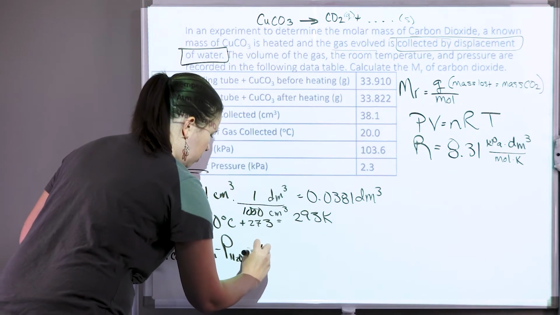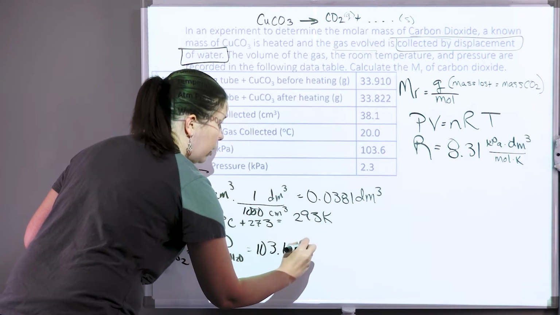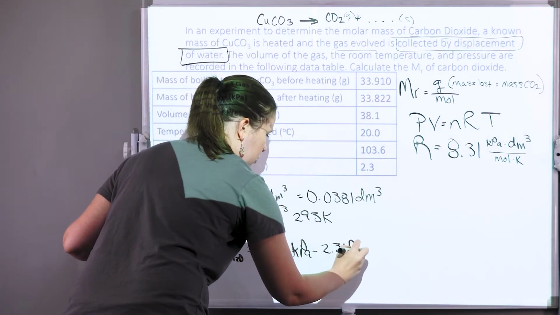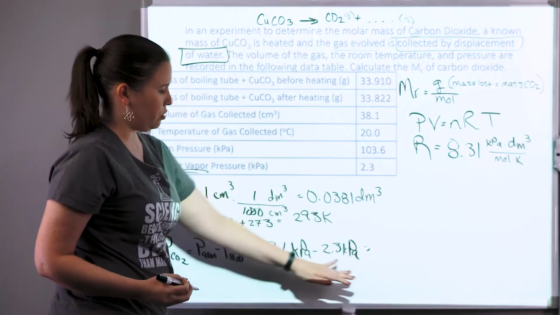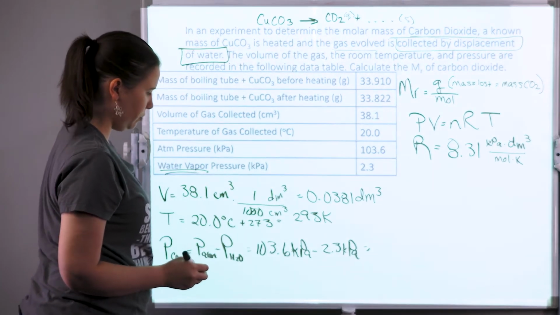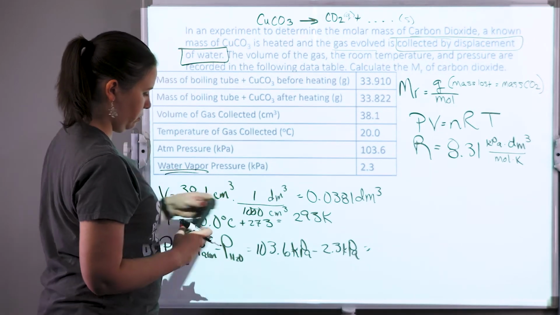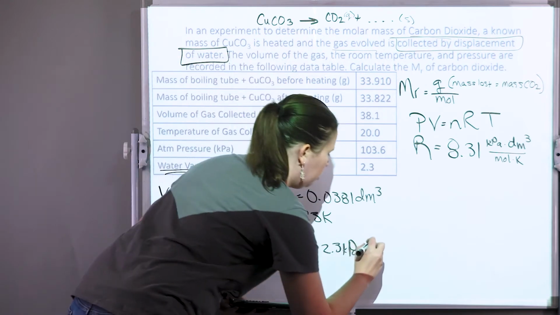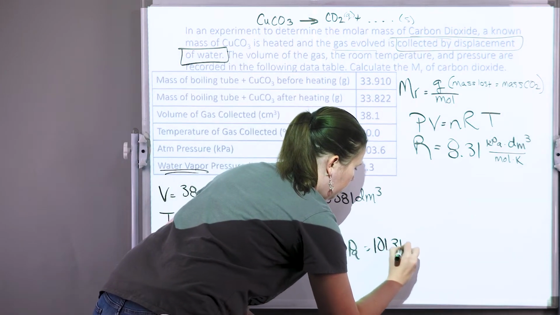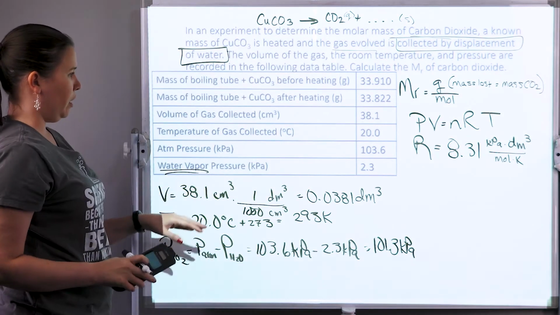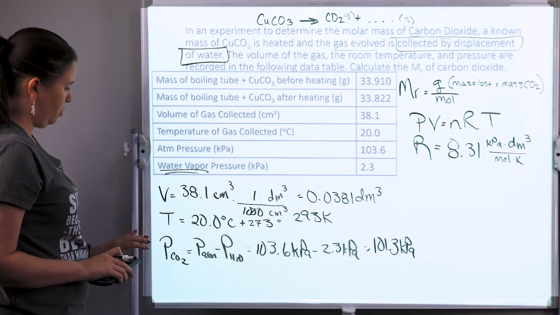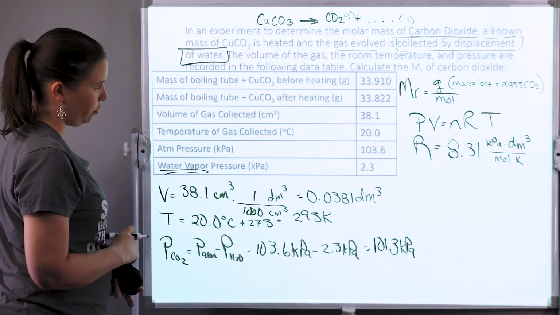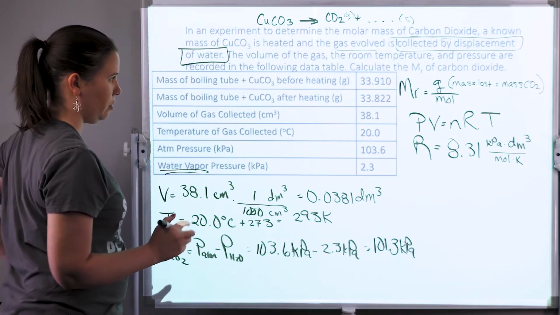So the atmospheric pressure was 103.6 kPa, and I'm going to subtract 2.3 kPa. And be careful too, you do want to make sure these are in the same units. They did give it to us in the same units this time. So I'm just going to do 103.6 minus 2.3. And I get 101.3 kPa. So now I have pressure, temperature, and volume all converted to the same units with R. So now I'm ready, I've got 4 of my 5 variables. I'm ready to plug it into the ideal gas law.